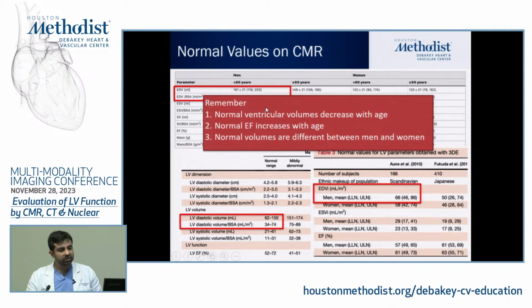Key thing to remember is that the ventricular volumes will slightly decrease as we get older, and as a result, your EF will increase due to the relationship that I showed a little bit earlier. And the normal volumes, even if they're indexed, will vary between men and women when it comes to MRI.